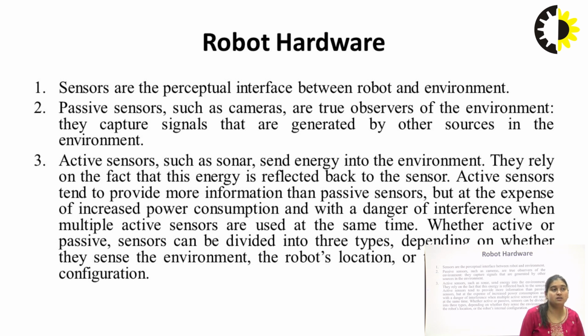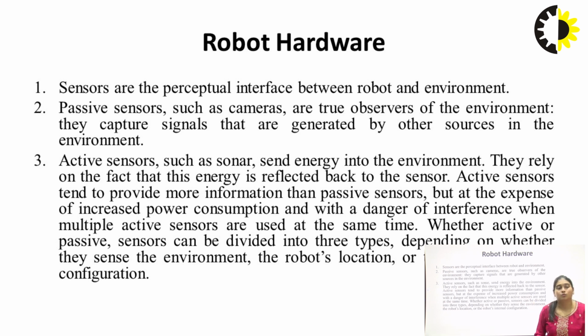So active sensors such as sonar send energy into the environment, and they rely on the fact that this energy is reflected back to the sensor. So the active sensors tend to produce more information in comparison to passive sensors. So just remember the basic differences between the active and the passive sensors.